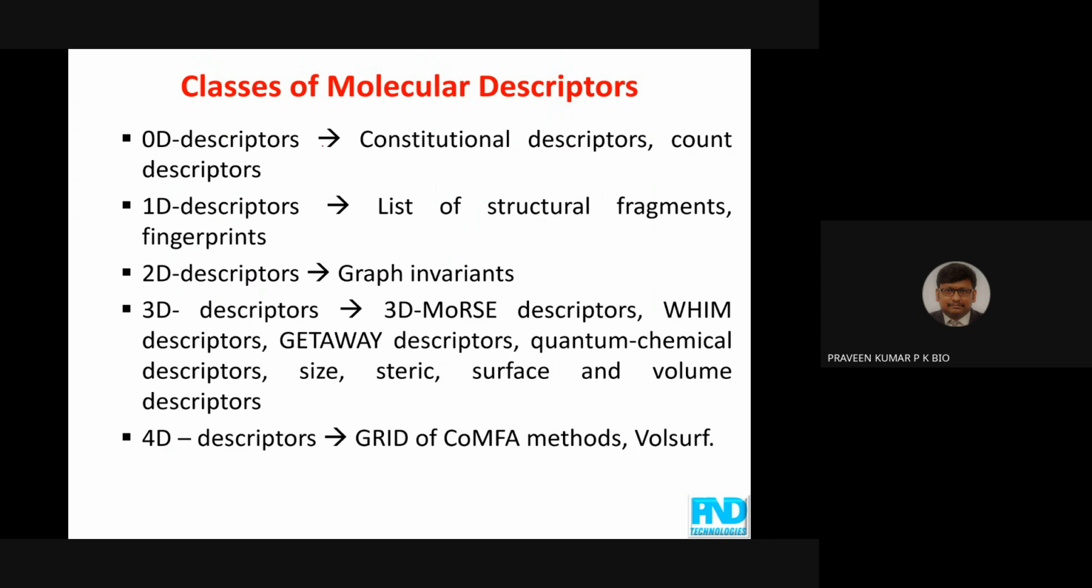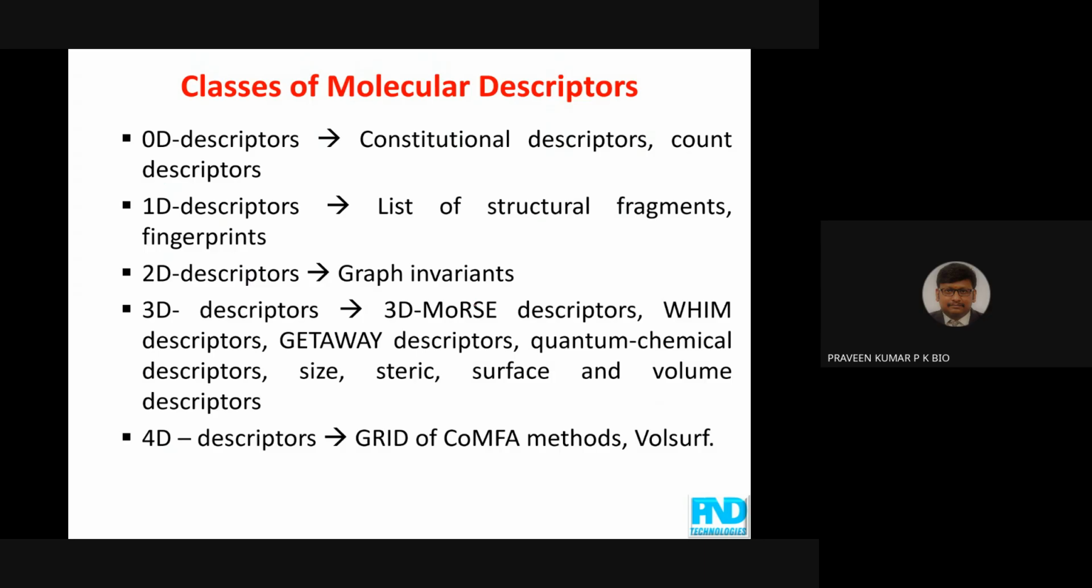Now first about 0D. The descriptors start from 0D: constitutional descriptors or count descriptors. For example, if you take acetaminophen, how many atoms are present? Simply if you find like that, that is 0D. In 1D, we also find how many structural fragments are there, how many fingerprints are there. This is 1D. 2D, graphical variants. There is something like a 2D structure. However you find a 2D structure of a compound, such a kind of a graph invariant.